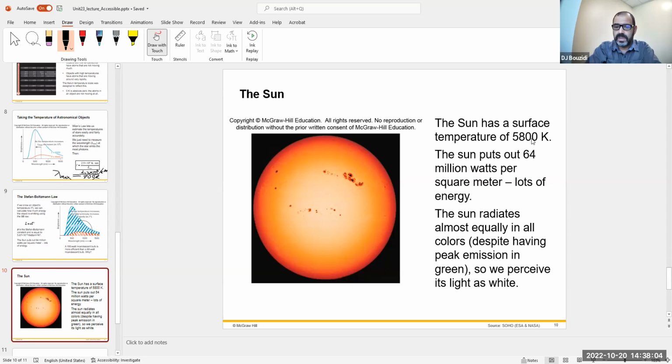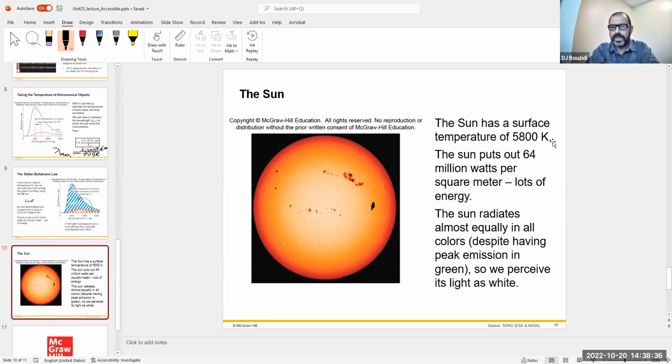So the surface temperature of the sun is 5,800 Kelvin. That's why it appears in this color. It has some spots in here, which are part of a discussion for another unit. And it radiates in all of the different directions about 64 million watts per square meter. So this is basically how much energy per square meter per second is produced. So this is this unit.